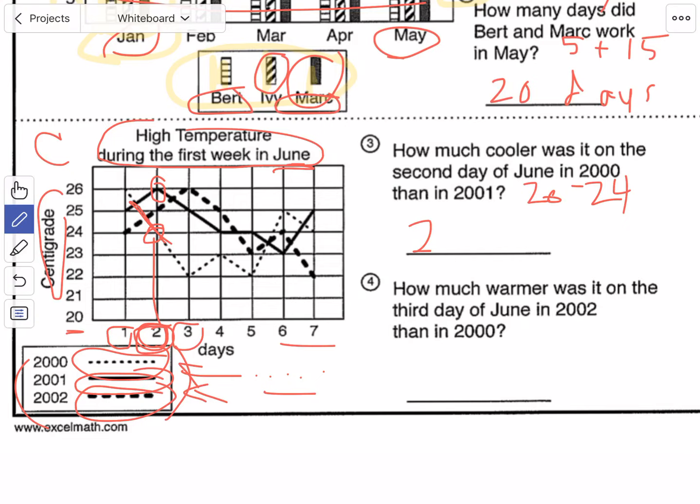And the way we write that, I bet some of you did not write that correctly, and that's okay. You put a little tiny 0 up there, and that means degrees, and you put a C for Celsius or centigrade. Okay, number 4, how much warmer was it on the 3rd day of June in 2002? So now we're going to this 3rd day. 2002 has the dashed line, and it was 26 degrees. Then 2000, that's the dotted line, that's 22 degrees. And so we've got 26 compared to 22 on the 3rd day of June. 26 minus 22, and that gets us 4 degrees centigrade.